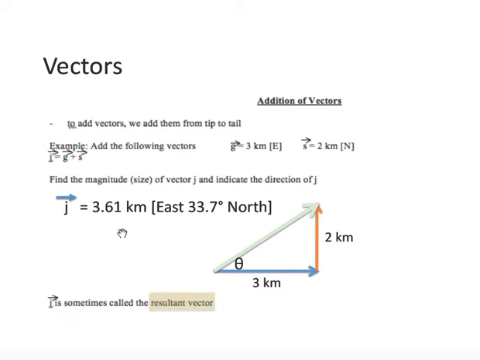Putting it all together, we write vector j equals 3.61 kilometers east, 33.7 degrees opening towards the north. Notice, often to represent a vector, an arrow is used. So if we just write j without an arrow, that means it's a scalar. But if we write j with an arrow on top, then that means it's a vector. That means you have to include direction. Remember, that's the only difference between a vector and a scalar. A vector has direction.